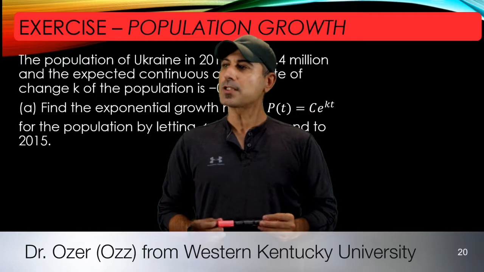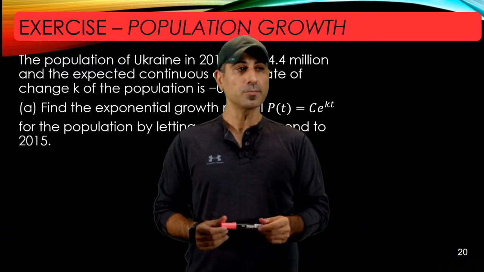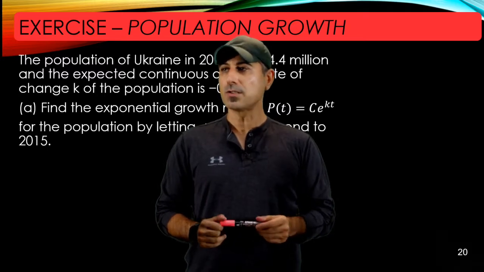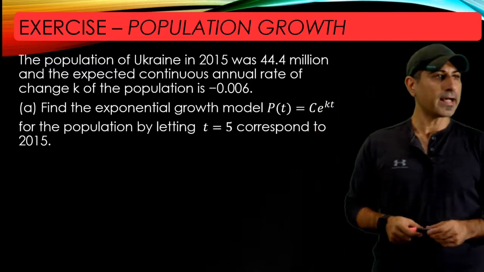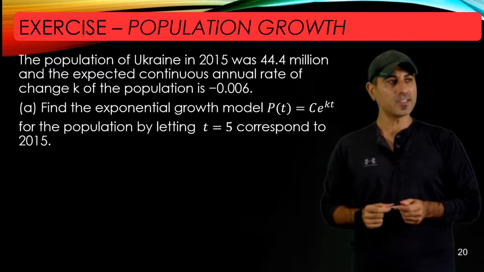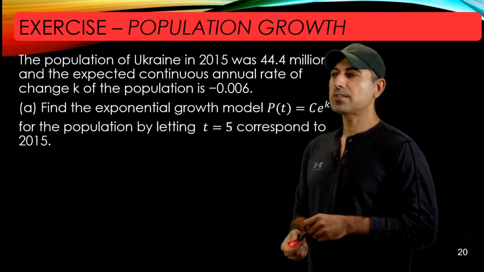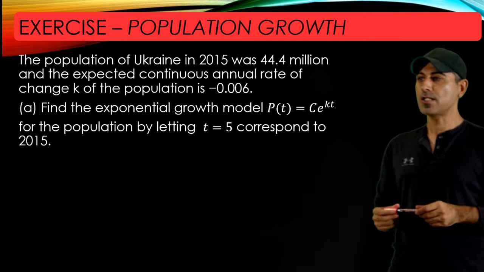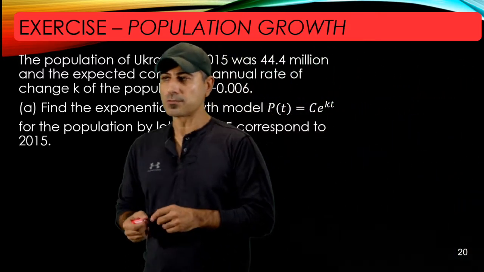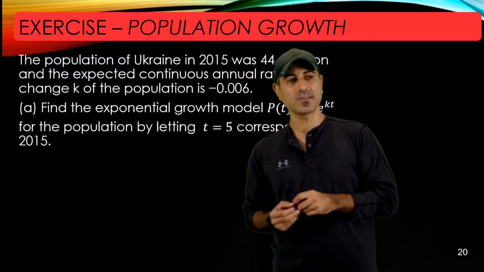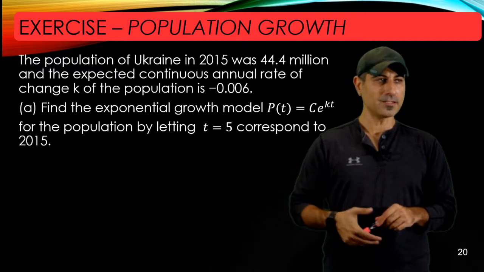So today we're going to go over an application of separation of variables to solve the population growth problem for the given country, Ukraine. So we had the data that the population of Ukraine in 2015 is 44.4 million, and the expected continuous annual rate of change, k, of the population is negative 0.006. So what that means is, since this rate is negative, the population should decay in the long run.